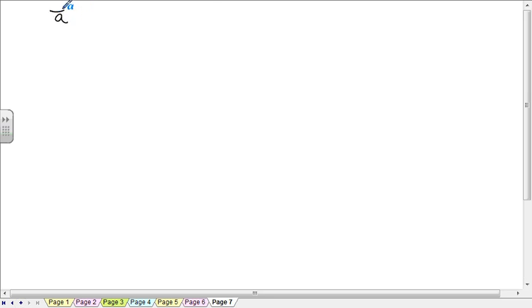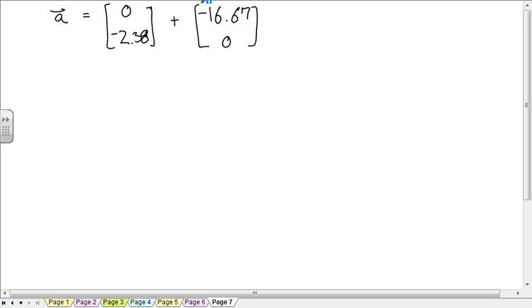So the total acceleration is 0, negative 2.38 plus negative 16.67, 0. And you get an acceleration vector of negative 16.67, negative 2.38. Any questions about that? And so now we have to use Newton's second law.